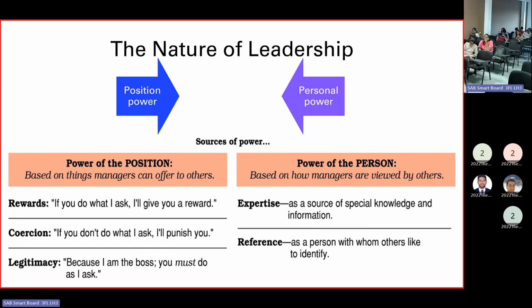Okay? So this is position and power of a person based on how managers are viewed by others. How a person is viewed by others. That means you view him and think, I should help him, he needs help from me. So his behavior made you feel it, you are committing to help. That's the other one.